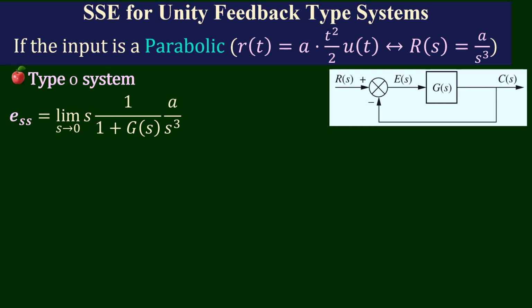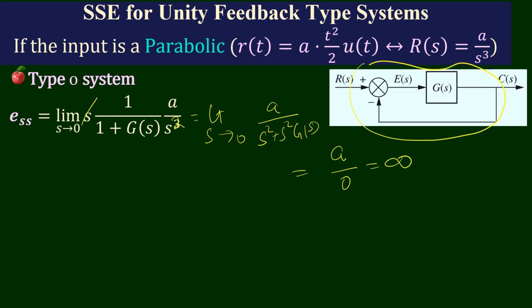So here if we do the simplification, this will cancel and here we will get s square. So it will be equal to limit s tends to 0 of A upon s square plus s square G of s, and definitely it will be A upon 0. So this is infinity. This means that if this closed loop is stable and the open loop transfer function is type 0, even then the steady state error of the system will diverge.